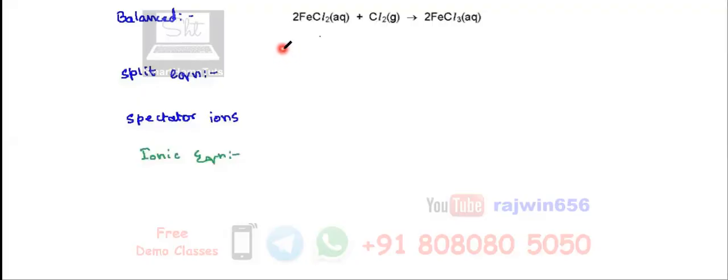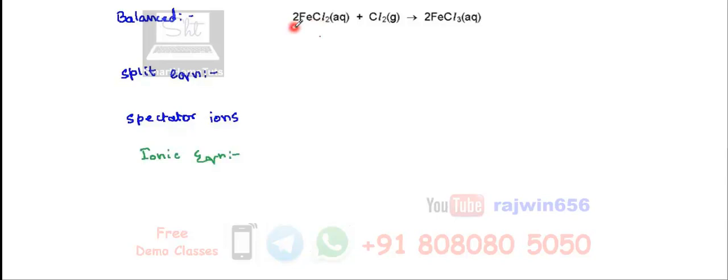Okay, now how are we supposed to write the ionic equation? This is the part that we are discussing. We are already given the balanced equation: FeCl2 aqueous plus chlorine gas gives us FeCl3, which is again aqueous. As you know, we are only going to split the aqueous parts into ions when we are writing the ionic equation. Solid, liquid or gas is not going to get split up.